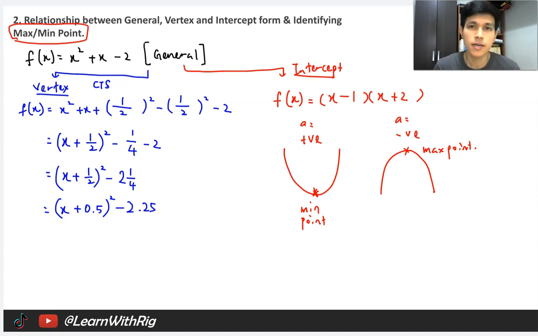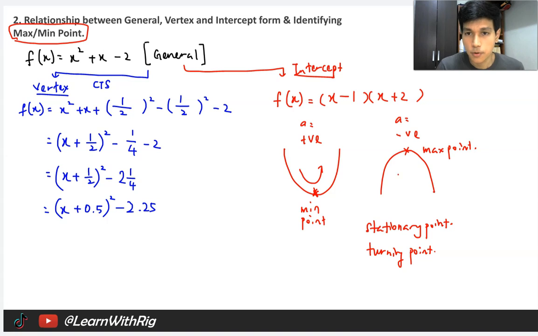Okay, so that's how exam questions usually ask you. They'll ask you to find the maximum point or find the minimum point, right? Or sometimes they'll even say find the stationary point, or find the turning point, which makes sense, correct? Because this is the point where the graph turns, and this is the point where the graph turns, so it's known as the turning point. So these are all similar meaning.